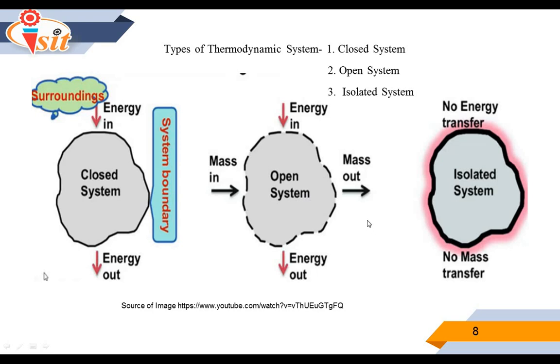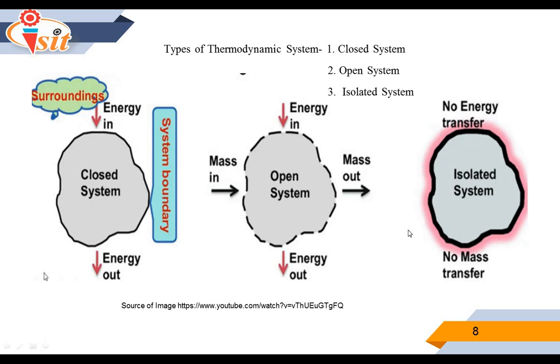Okay, and an isolated system is a system which is completely uninfluenced by the surroundings. That's why this is called an isolated system. It is a system of fixed mass, and no heat or work energy crosses its boundary. So an isolated system does not have transfer of either mass or energy with the surroundings. There is no energy transfer, no mass transfer. So an open system with its surroundings is also an example of an isolated system.